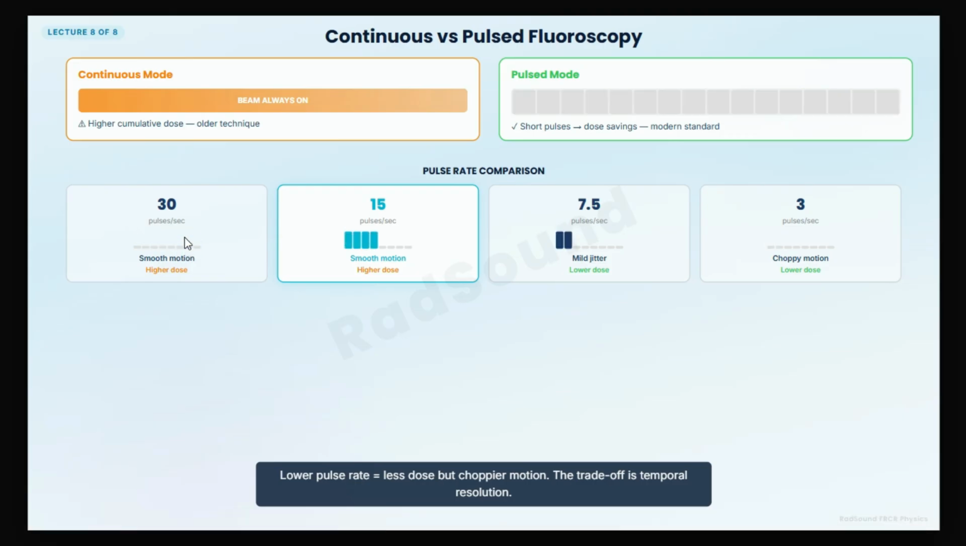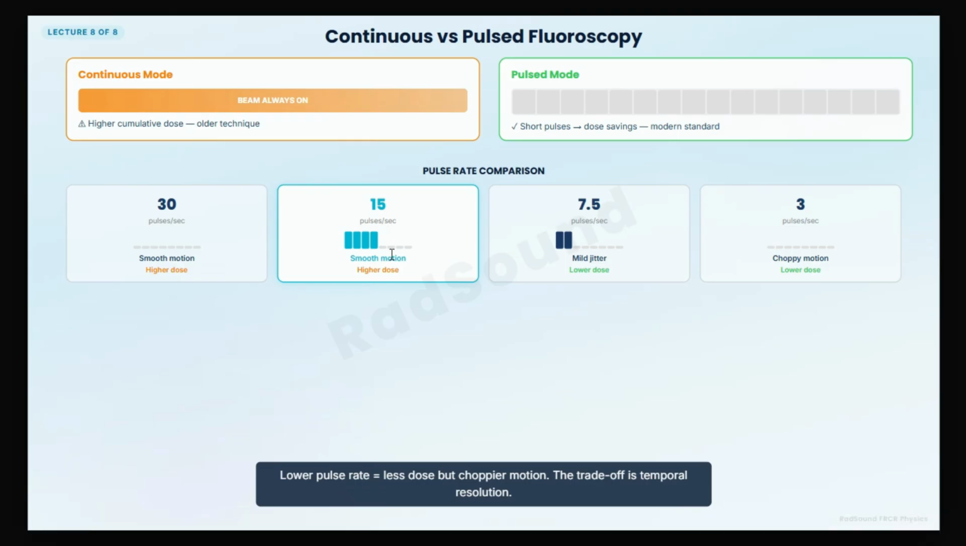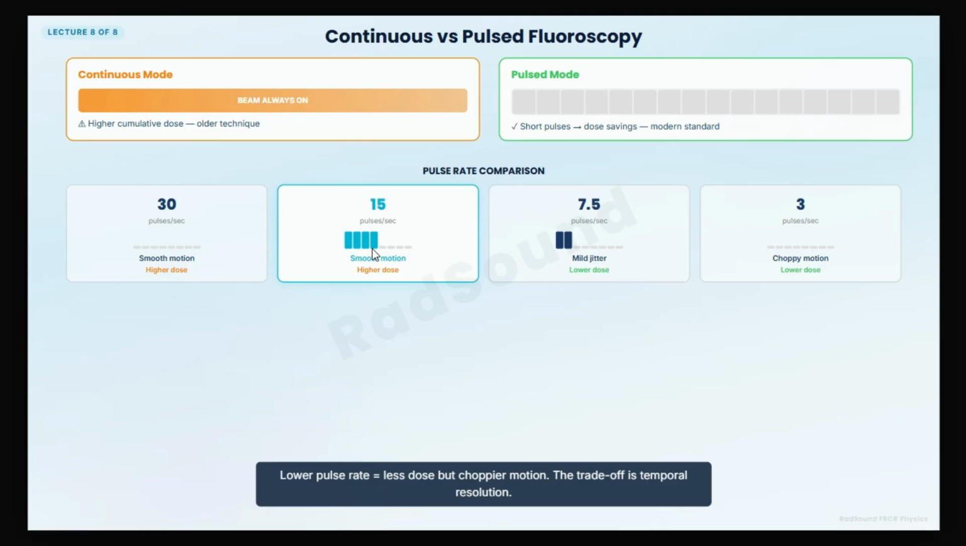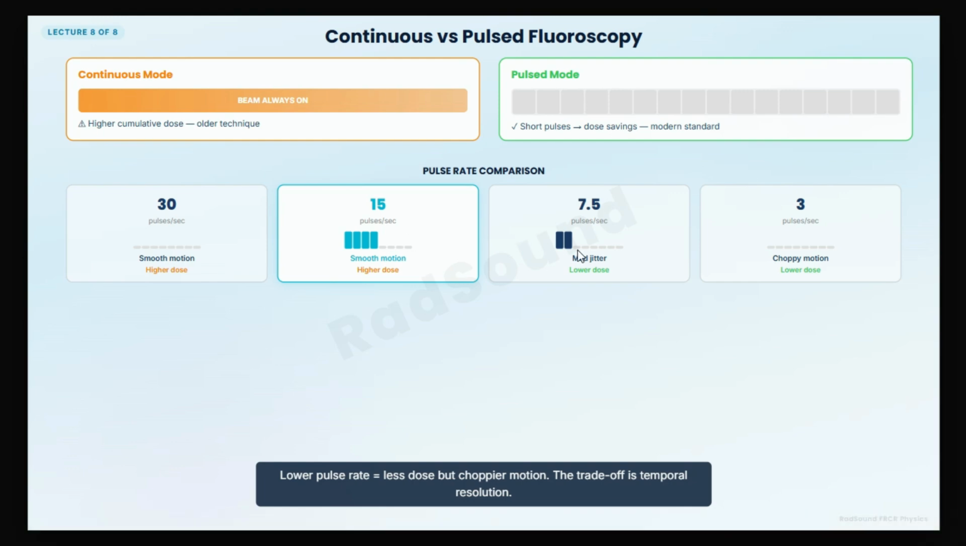But what about the pulses? If the frames decrease by half, we have 15 pulses per second. So it is a bit less smooth, but the dose is lower because the number of frames decreases. Compared to 7.5 frames per second, the dose at 15 would be more than that. At 7.5, we can have lower dose or half the dose if the other parameters are being monitored. So we have lower dose, but the motion is going to be a little jittery, so a bit of a problem.